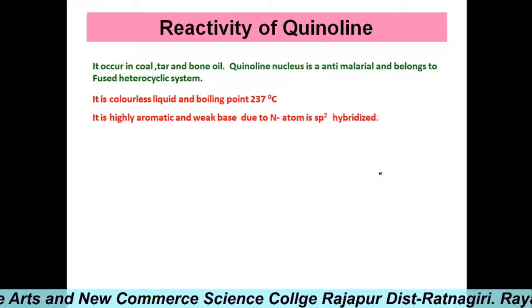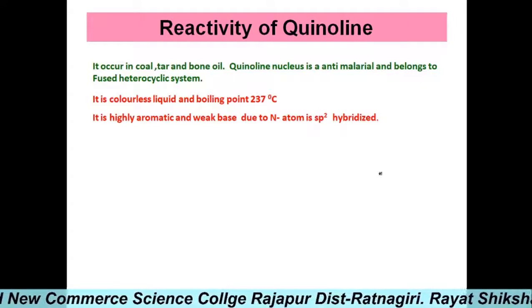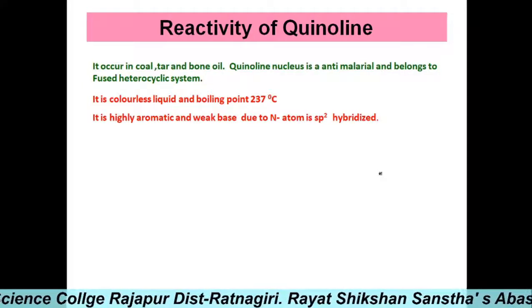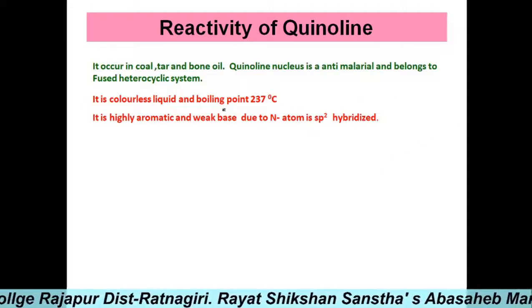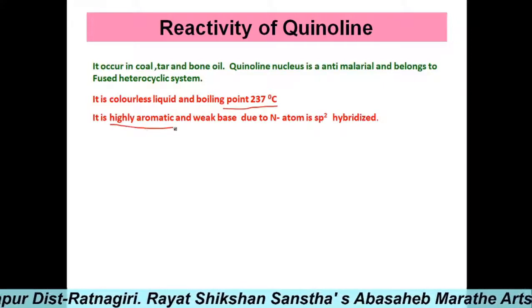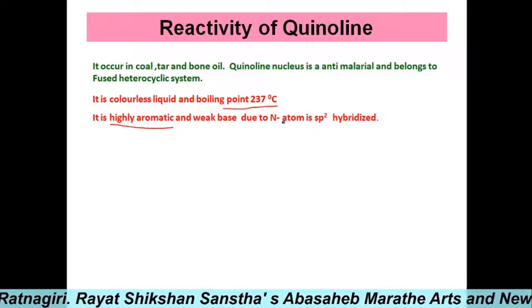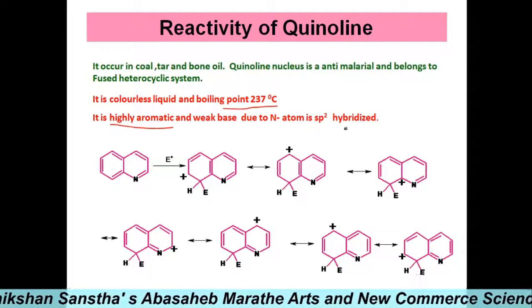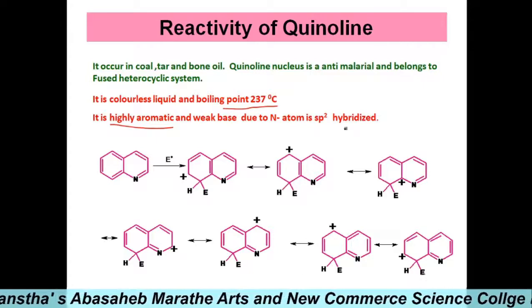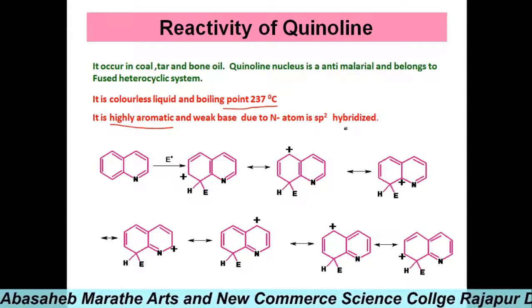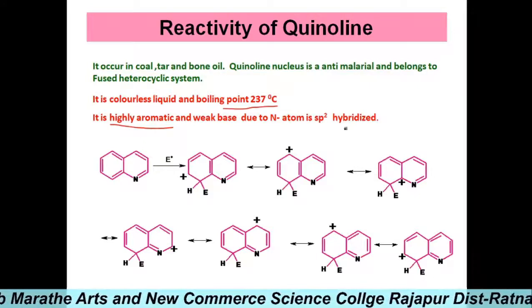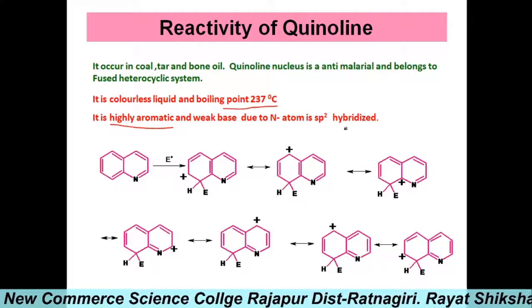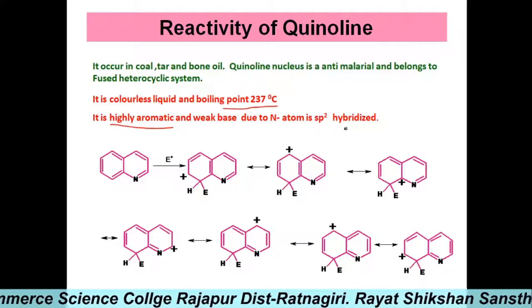We have seen some characteristics of quinoline. It is also a colorless liquid having a boiling point of 237 degrees centigrade. It is highly aromatic in nature and a weak base, because the nitrogen atom in the pyridine ring is sp2 hybridized. It is more electron attracting, and the lone pair of electrons on the nitrogen is more tightly held and less available for protonation. We have seen these pictures.